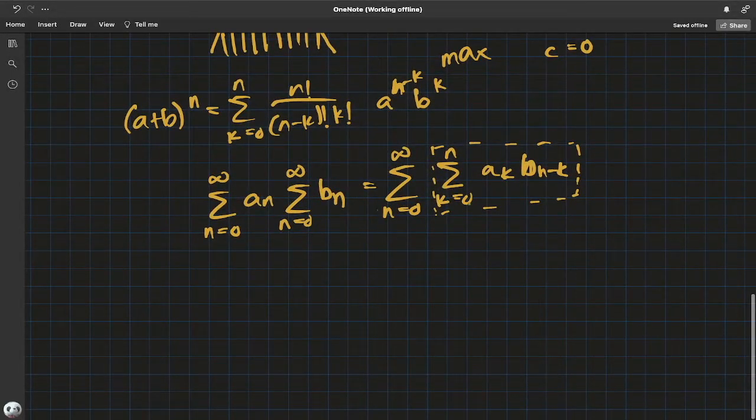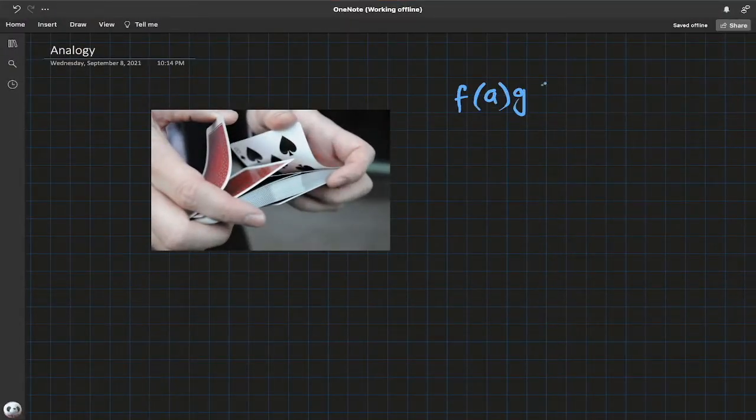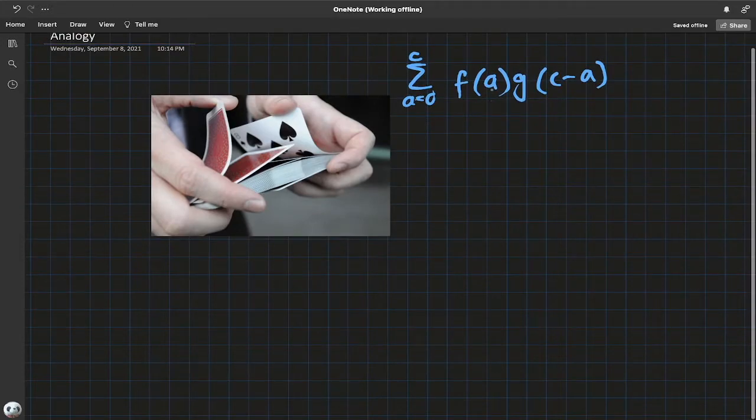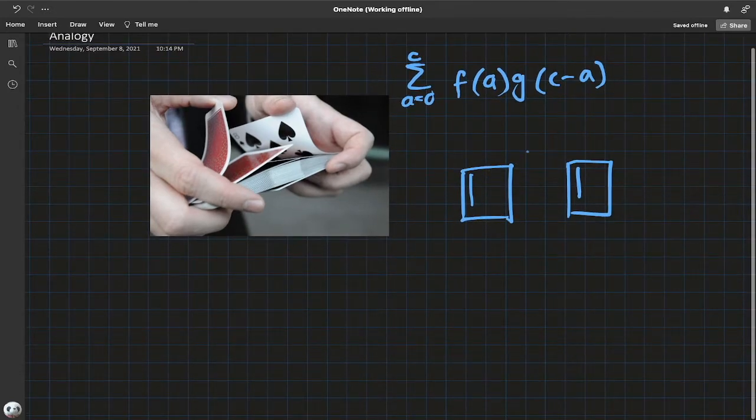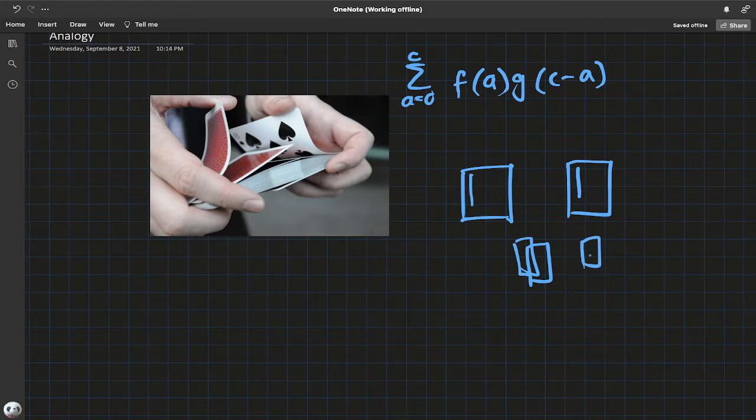Let me give you a better analogy. We had the function f of a, g of c minus a, and then we are summing it over. Well, think of this as like shuffling cards. For shuffling cards, you have two decks, and what you do when you're shuffling is you take a few cards from the first and follow, and separate them out. So you take 2 cards, and then an arbitrary number again, say 3 cards this time from this deck, and put them on each other.